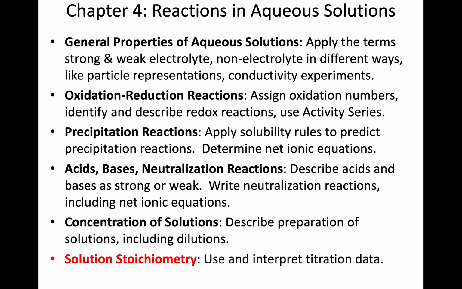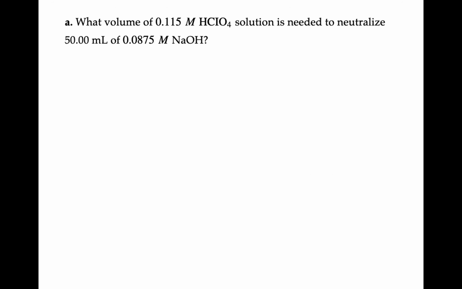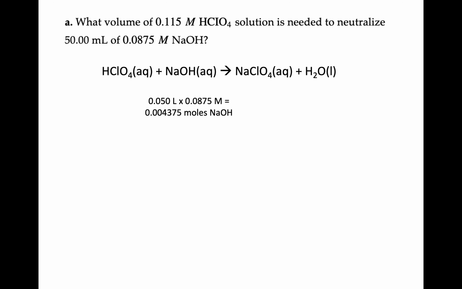Last idea was solution stoichiometry. Here's an example of a titration. We're interested in what volume of the strong acid is needed to neutralize sodium hydroxide. So we've got to start with a balanced equation. We've got solution information for the base. And when I look at the balanced equation, the acid and the base are reacting 1 to 1. I can use the solution information to figure out how many moles of the base were present. I can then use the solution information. I've got 2 out of 3. What's missing would be the volume for the acid, so I could solve for the acid term.